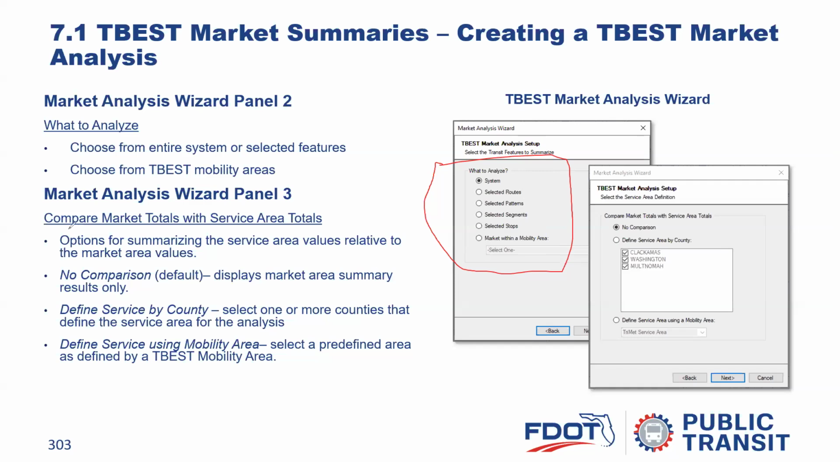So the third panel is compare market totals with service area totals. So I was mentioning this earlier where you can compare the market totals with the service area totals. So you would just need to define what the service area is, and by default, it would be, in our case, Alachua County, and this example is in Portland, Oregon. And you would just define what you would want there. You don't have to do a service area comparison. You could say no comparison, or you can do it with a mobility area.